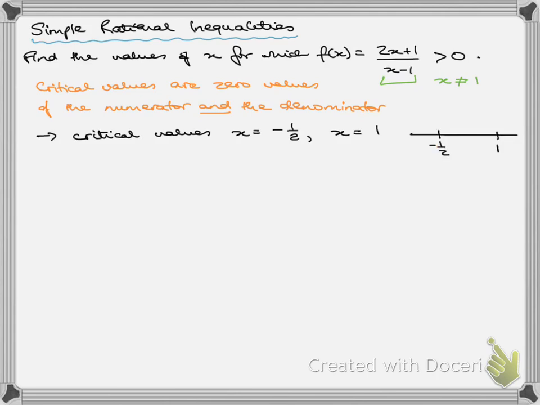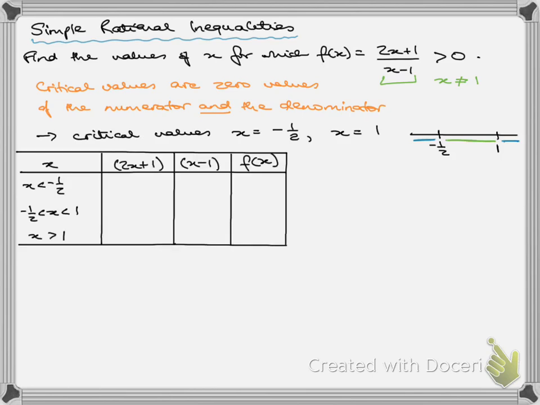There's my little number line just to make sure that things are in order. I'm going to divide my x values into 3 distinct intervals separated by the 2 critical values. And here's my sign table. We're going to fill it in exactly the same way.